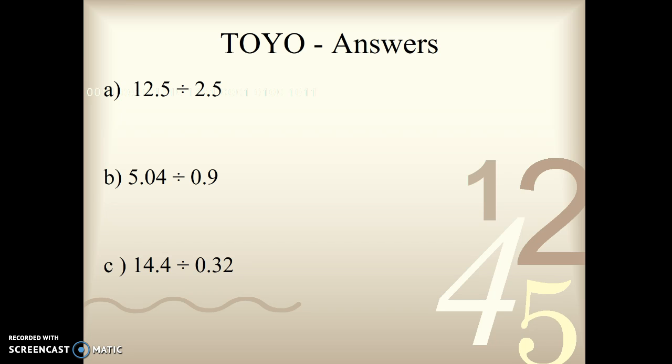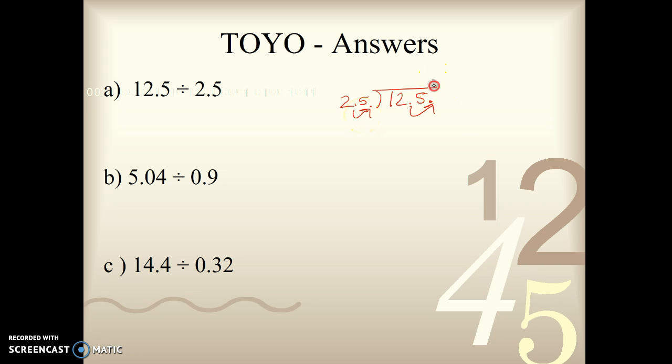All right, let's go ahead and go over letter A. So we have 12.5 divided by 2.5. Remember, our first step is to make the divisor a whole number by moving the decimal place over. And then our second step is to do the same thing in the dividend. So now we have 125 divided by 25.